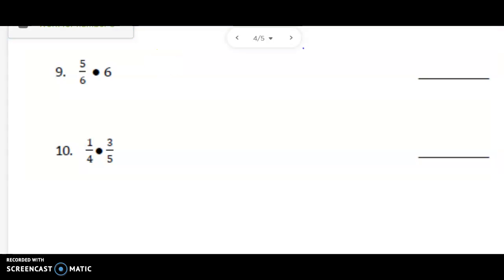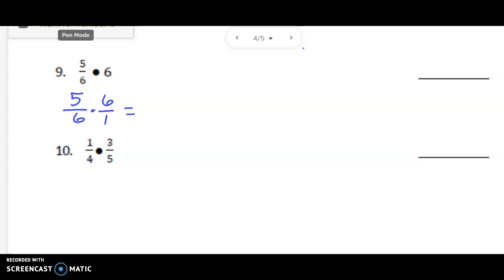All right, number 9. 5/6 times 6. Now, first thing, we have to write 6 as a fraction. So remember, when I write 6 as a fraction, it's 6 over 1. So I have 5/6 times 6 over 1.